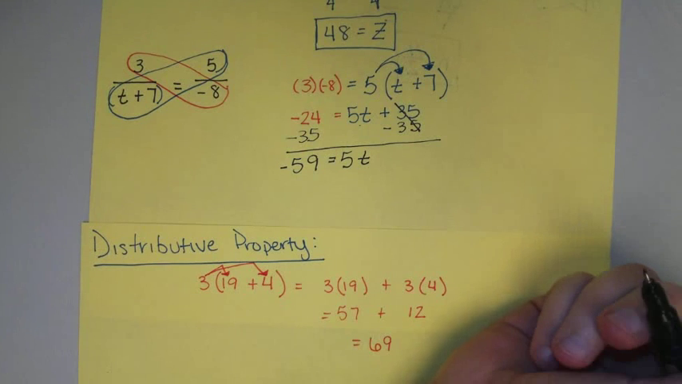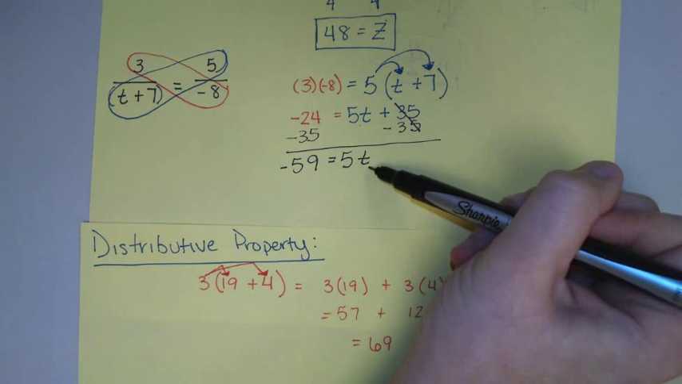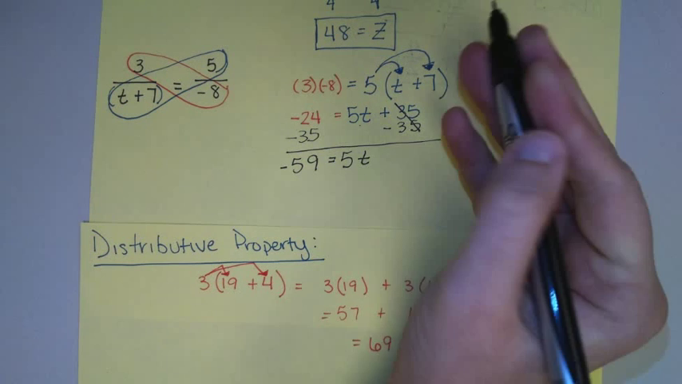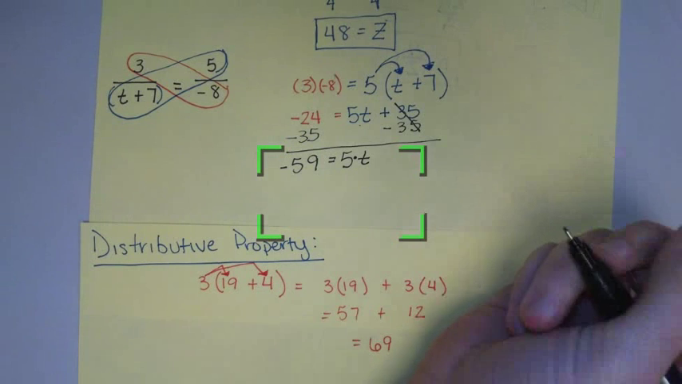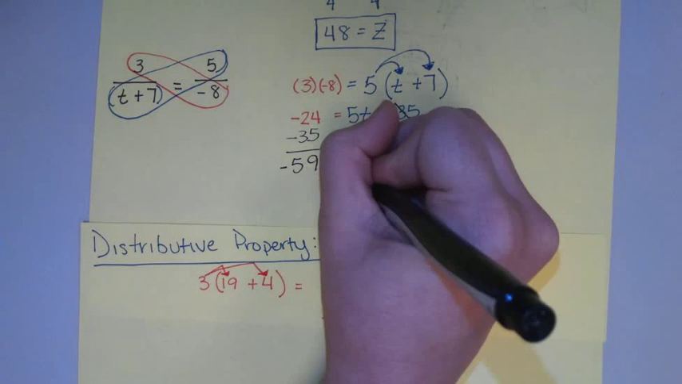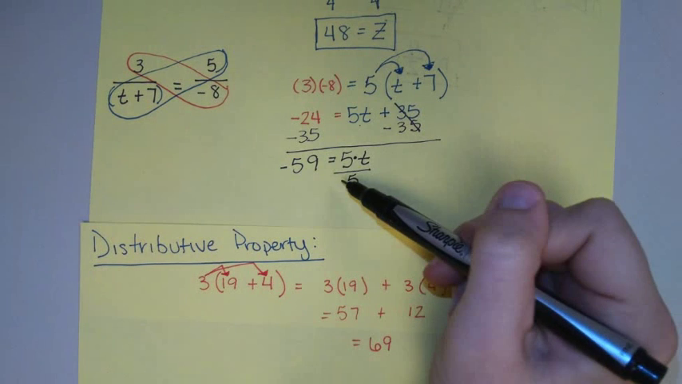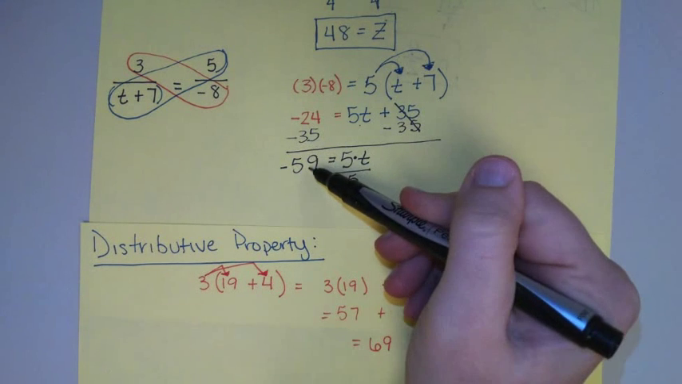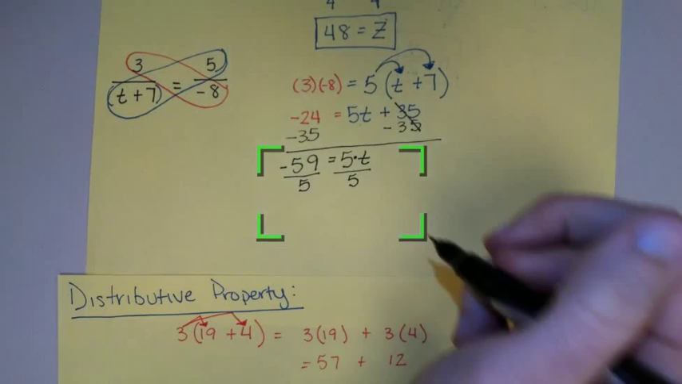Now, once again, I have a number next to a letter. So that means that they are multiplying. So I want to do the opposite and divide. I want to do it to this side of the equal sign and this side of the equal sign. This cancels.